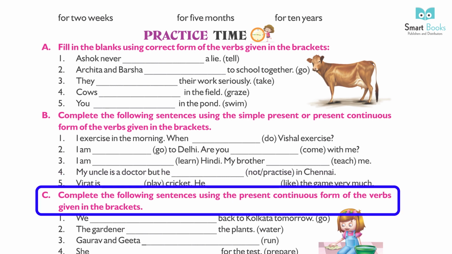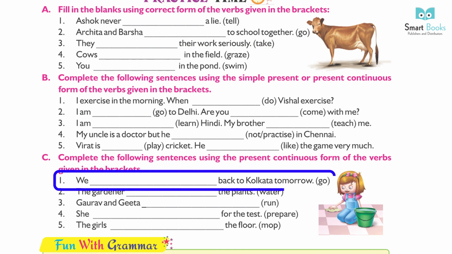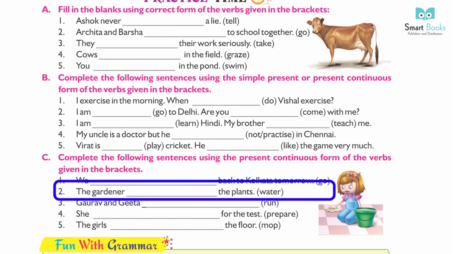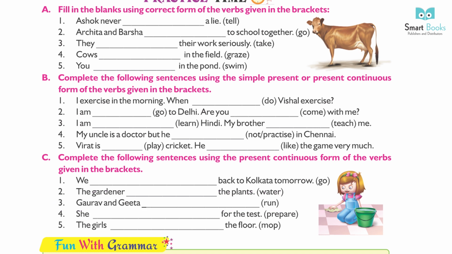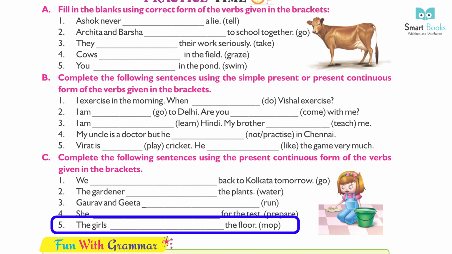C. Complete the following sentences using the present continuous form of the verbs given in the bracket. 1. We're going back to Kolkata tomorrow. 2. The gardener is watering the plants. 3. Gaurav and Geeta are running. 4. She is preparing for the test. 5. The girls are mopping the floor.